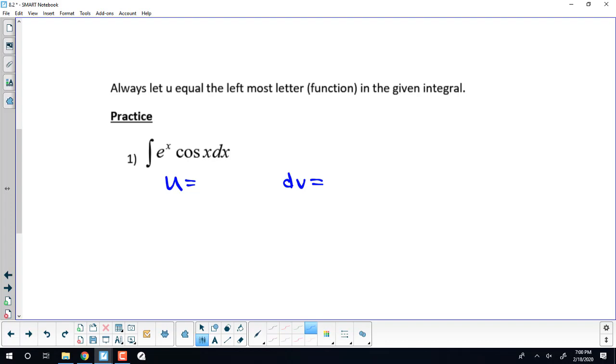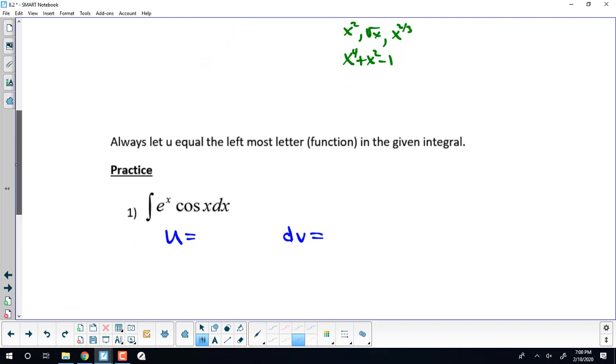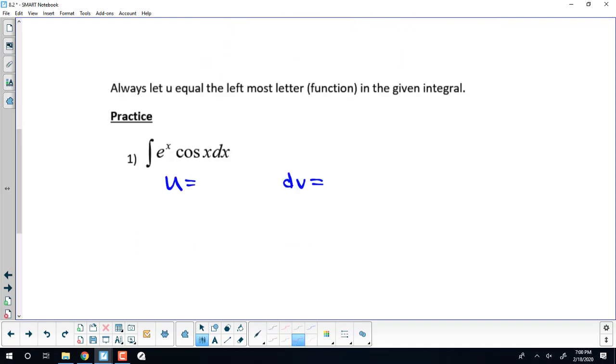So we're going to let u be the leftmost letter in that acronym. That's our trig function, because we have a trig and an exponential. So pink and purple for trig. There's our trig function. That's our exponential function. So we should let u equal the trig function. So once we identified u, then we have what dv is supposed to be. So what's dv? e to the x.